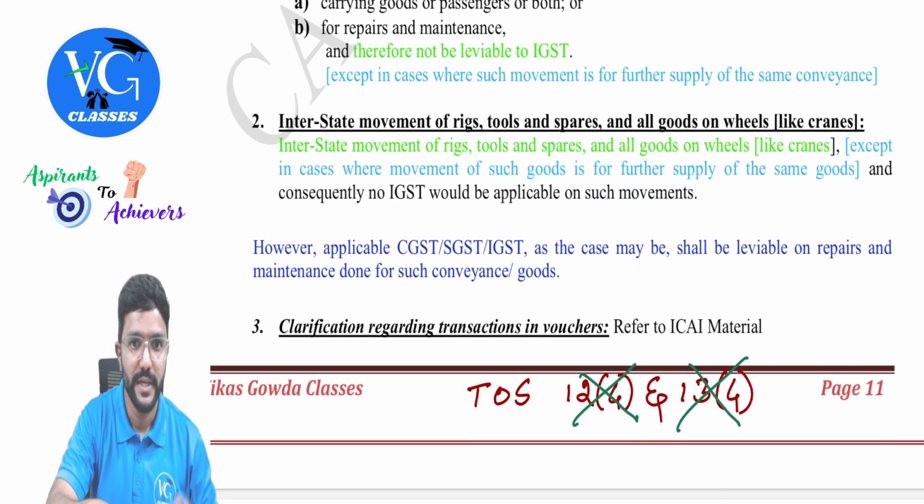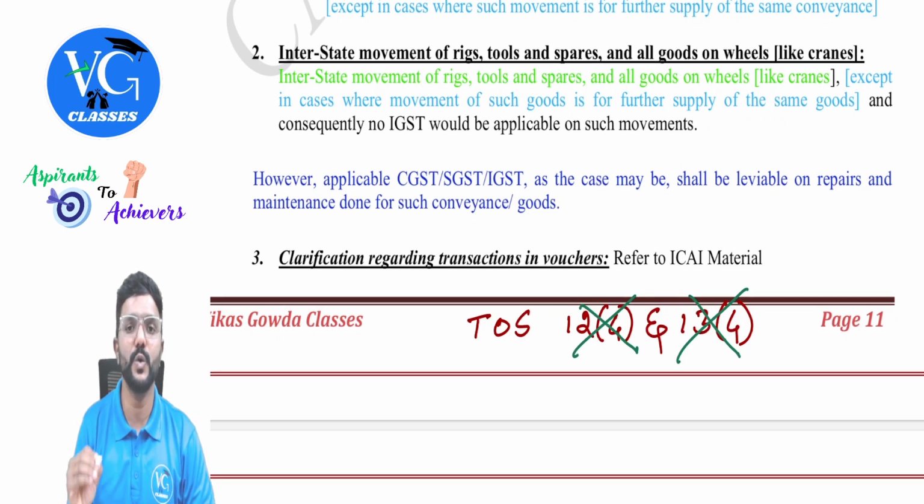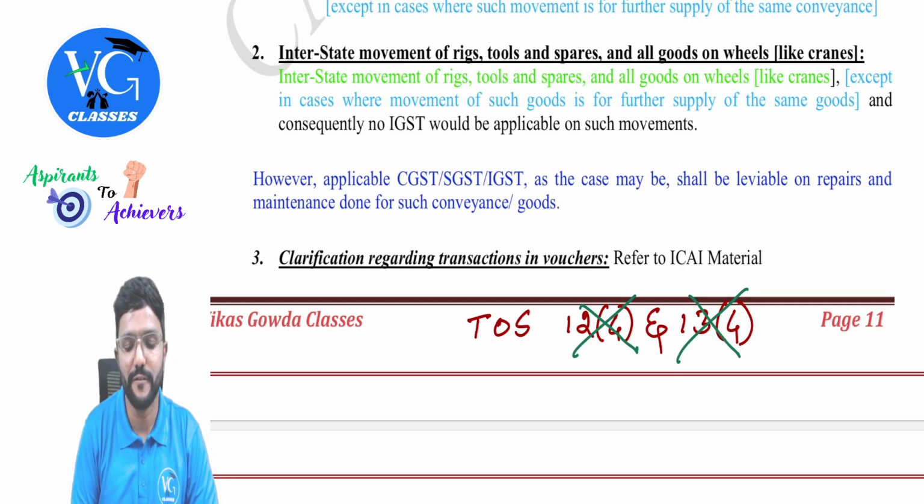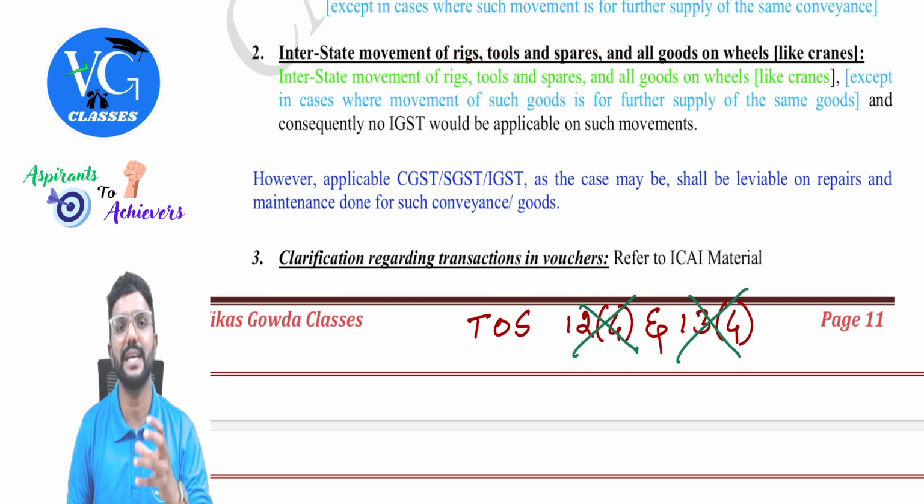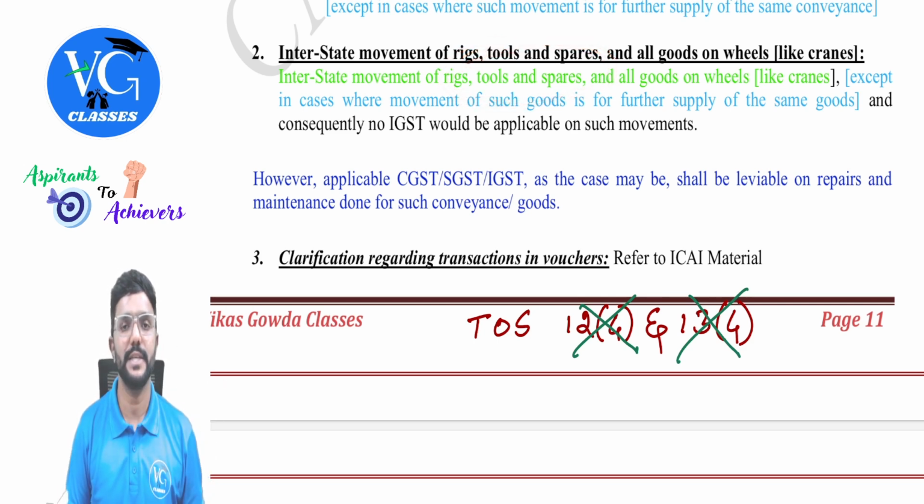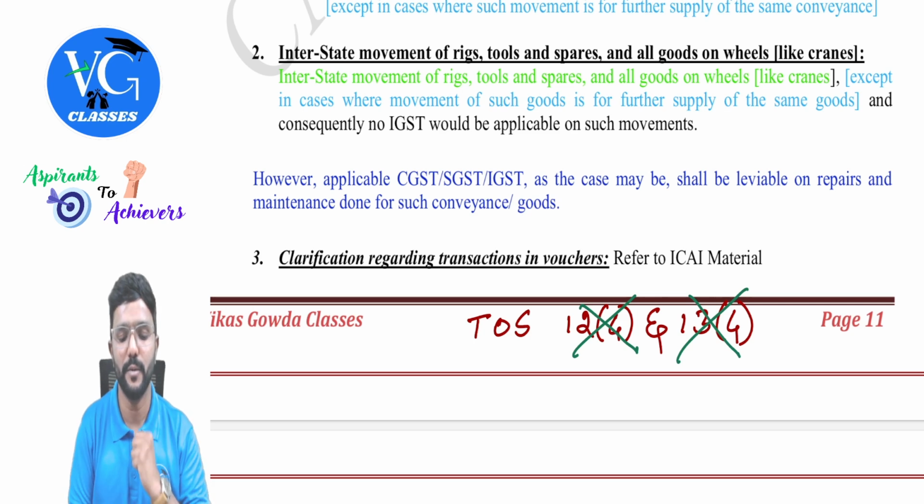Next: interstate movement of rigs, tools and space and all goods on wheels like cranes. When there is an interstate movement of rigs, tools or space and all, guys, these are the equipment used to give shape to the products. Assume I want to produce 1,000 pens of the same style, same standard. For that, I will be using some equipment to give each and every product the same shape. Yes, they are talking about this.